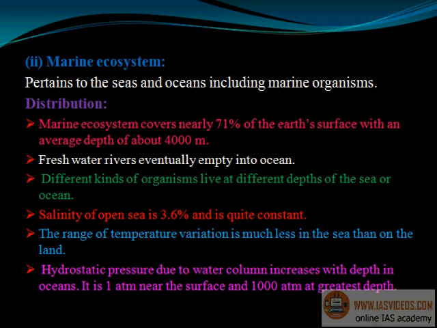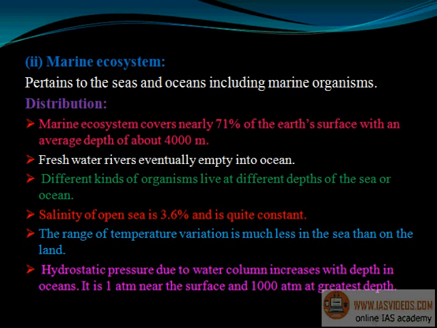Distribution. Marine ecosystem covers nearly 71% of the Earth's surface with an average depth of about 4,000 meters. Freshwater rivers eventually empty into ocean. Different kinds of organisms live at different depths of the sea or ocean. Salinity of open sea is 3.6% and is quite constant.